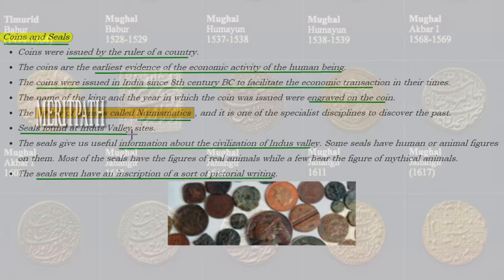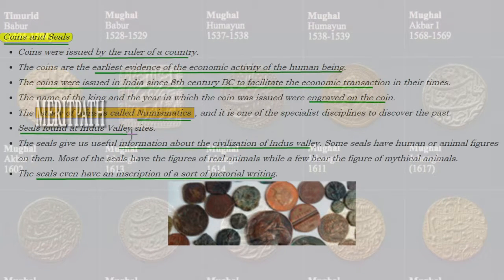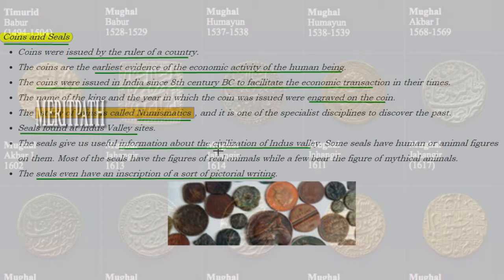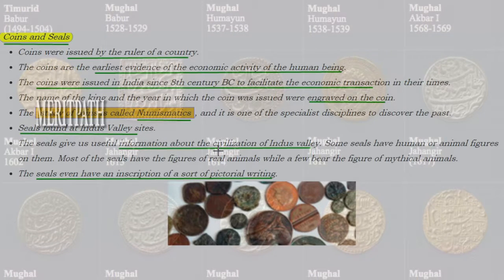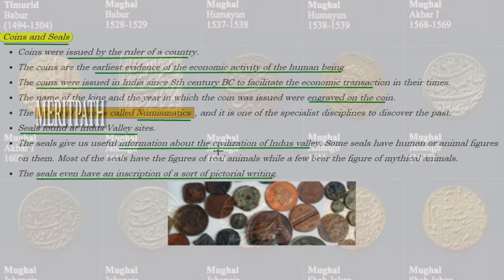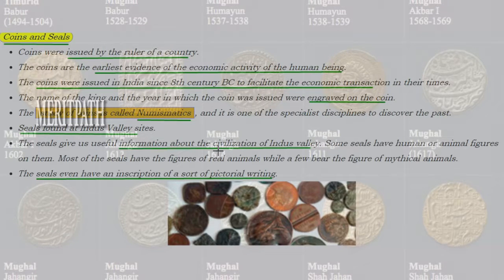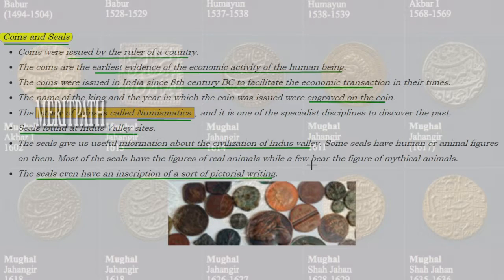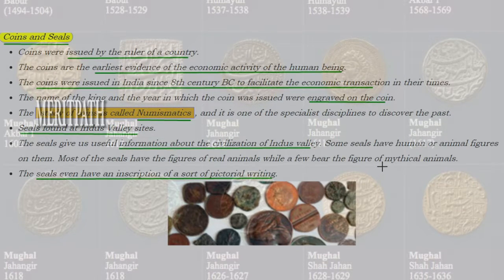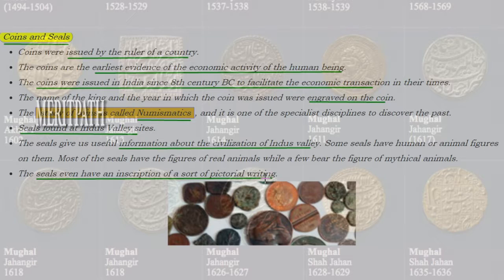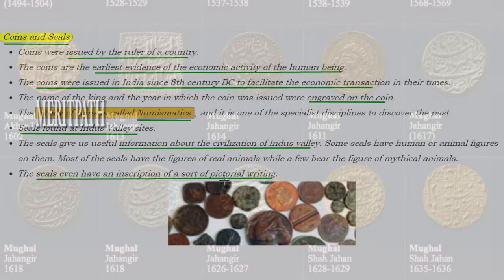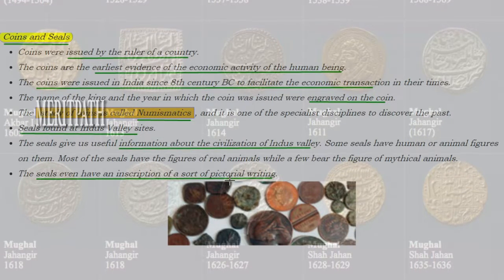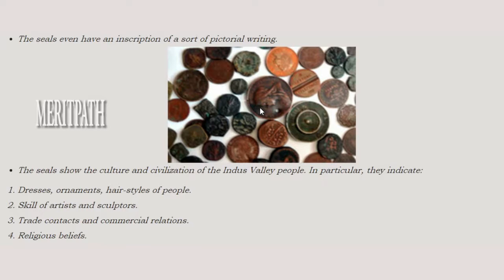Next is seals. Seals are found at Indus Valley sites. These seals give us information about the civilization of the Indus Valley people. These seals also have some figures printed on them. Figures of animals, humans and bears or mythical animals are printed on the seals. So seals also have an inscription, a sort of pictorial writing. This is the image of different coins on which images of the kings were engraved.